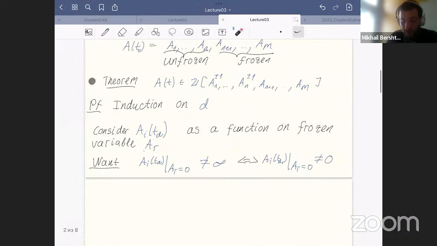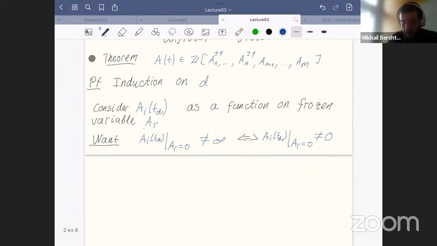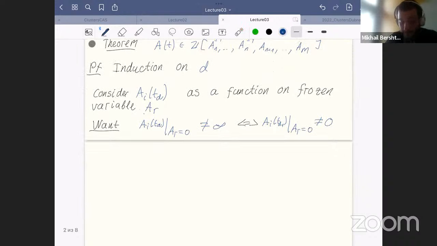So we proceed by induction, and we want to prove by induction that we don't have AR in the denominator. If you substitute AR equals 0, we don't have a pole. It is equivalent to prove that we don't have the 0, because the only way to get a pole is if we divide by 0. Okay. Now how to observe this?